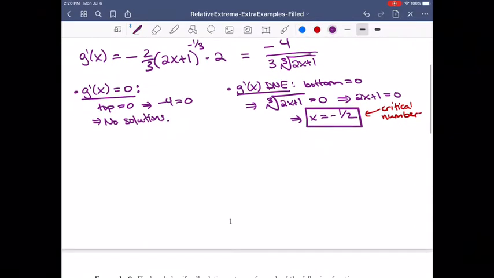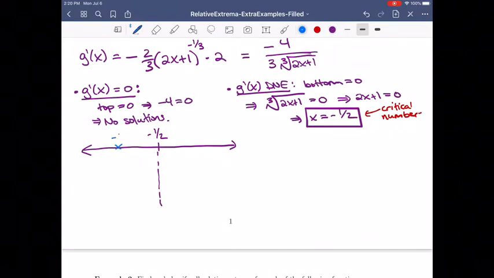Okay, so then we can do our number line. And we just need to have negative 1/2 on it. So that's where the derivative doesn't exist. So I can check, say, maybe negative 1. So if I plug into the derivative, this is negative 4 over 3 cube root of negative 2 plus 1. So that's the cube root of negative 1, which is negative 1. So I get a negative over a negative. This is actually going to be a positive. So I'm going to have that the function is increasing on that interval.